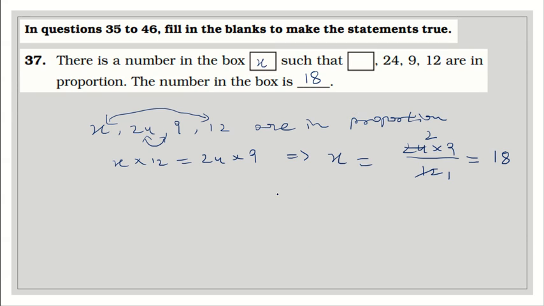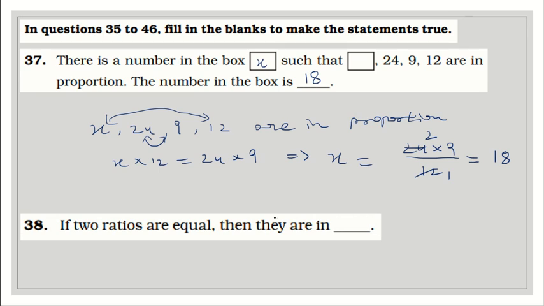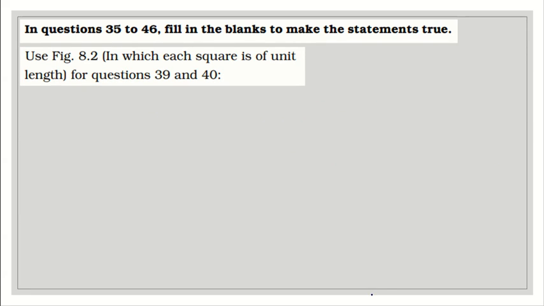Now moving on to question number 38. If two ratios are equal, then they are said to be in proportion. Okay, so they are said to be in proportion. The right answer is proportion.